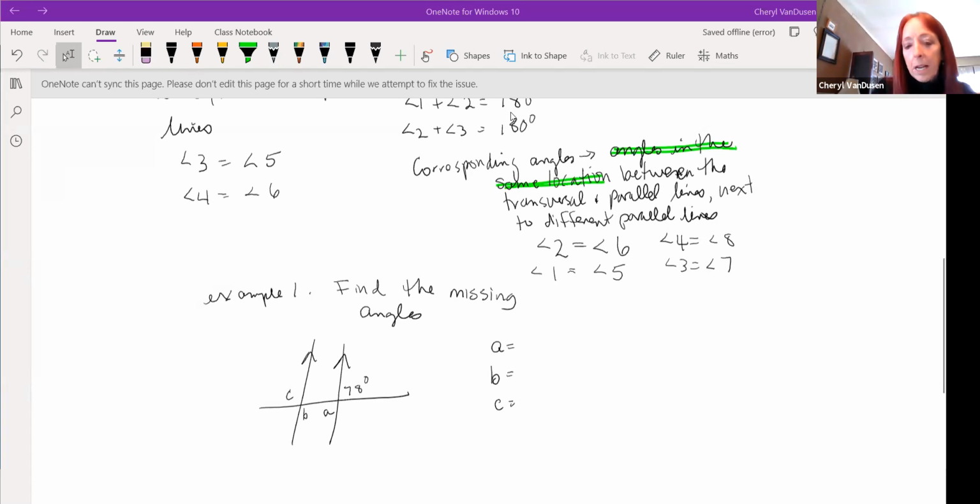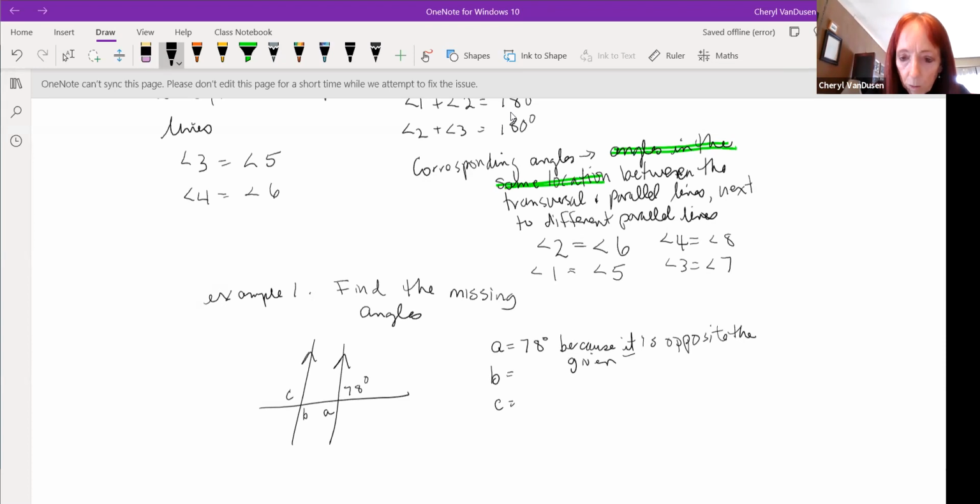Now, let me write down the answer. Thank you very much to the student who gave me the right answer. We also always want to put a little explanation as to why. We don't need to put all the definitions in, but we need to say A is equal to 78 because it is opposite the given 78.